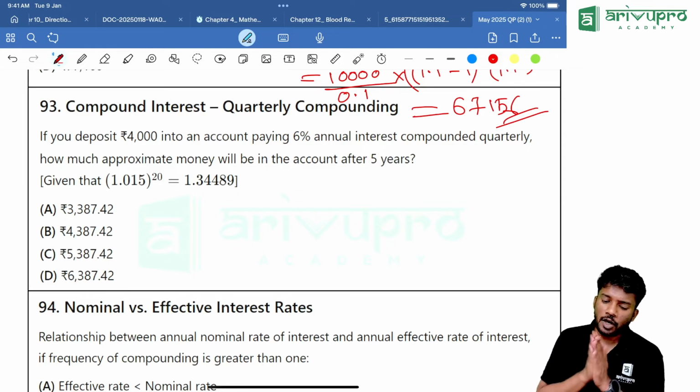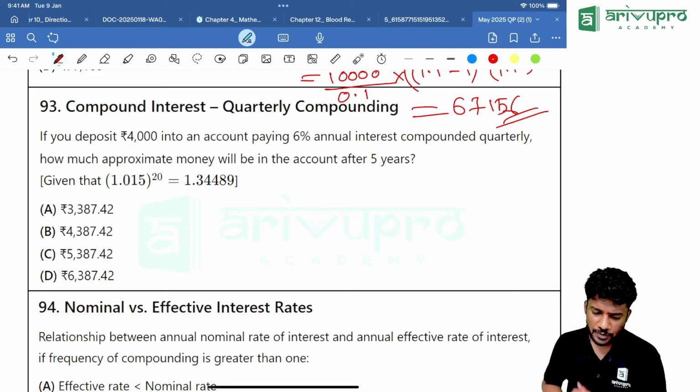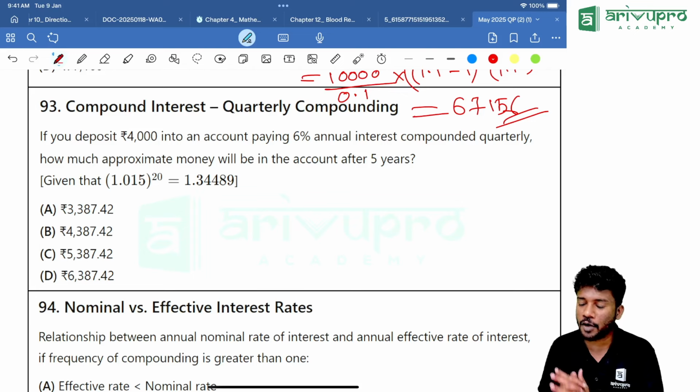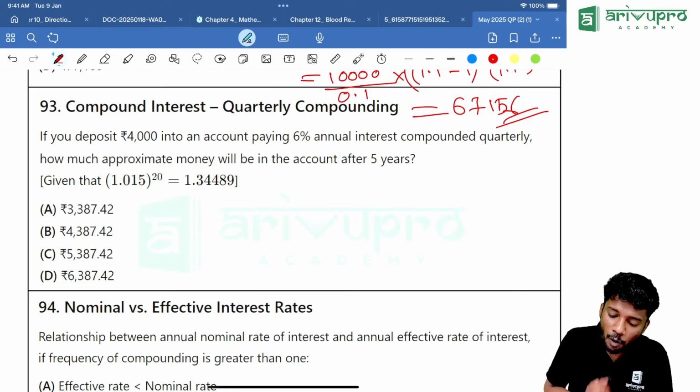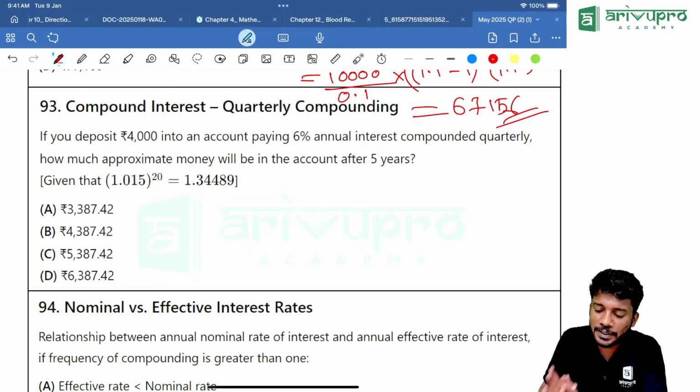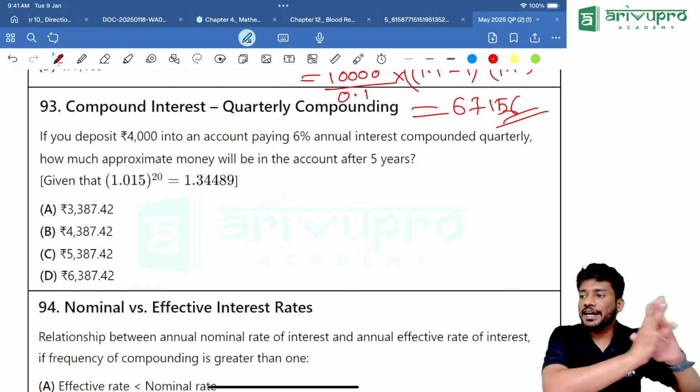Next one. Compound interest based question. If you deposit 4,000 into an account paying 6% annual interest compounded quarterly, how much approximate money will be in the account after 5 years?